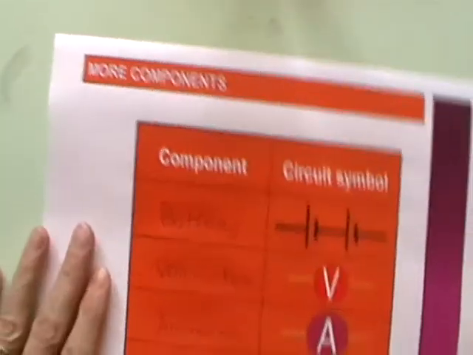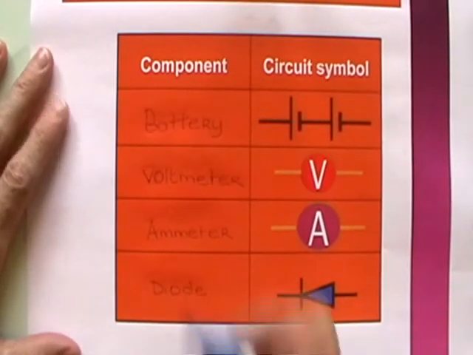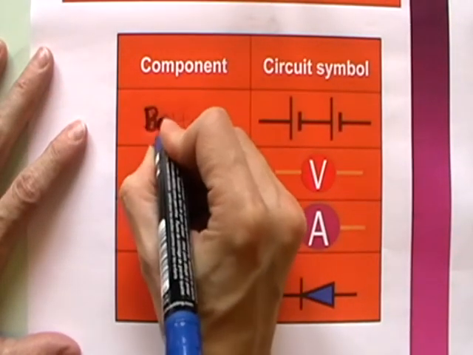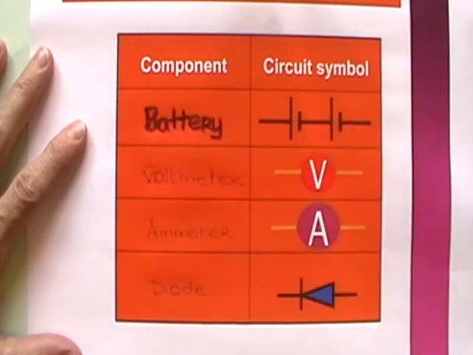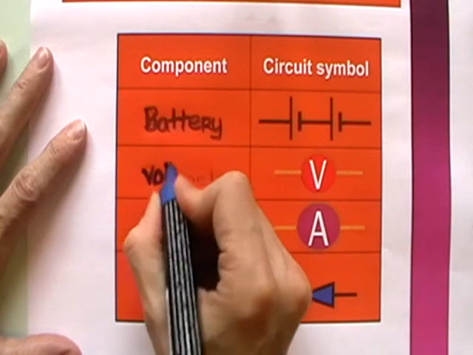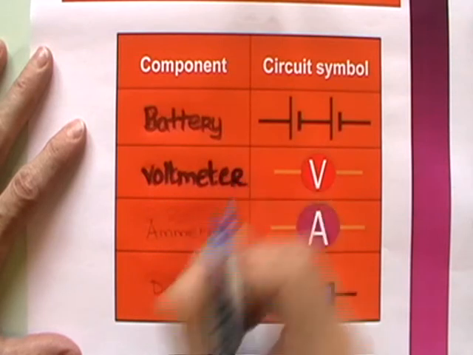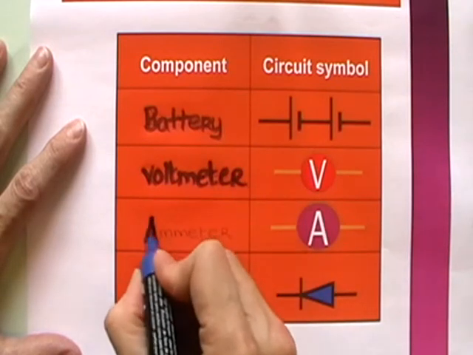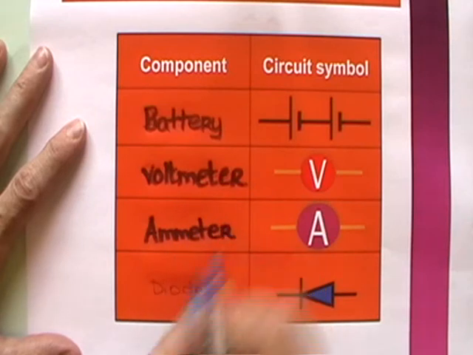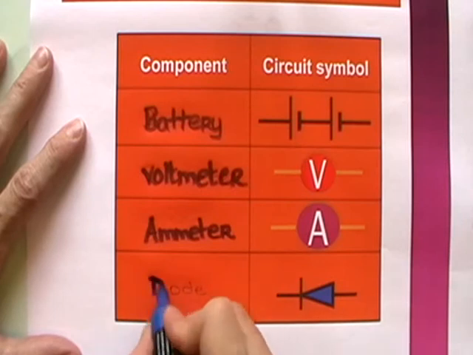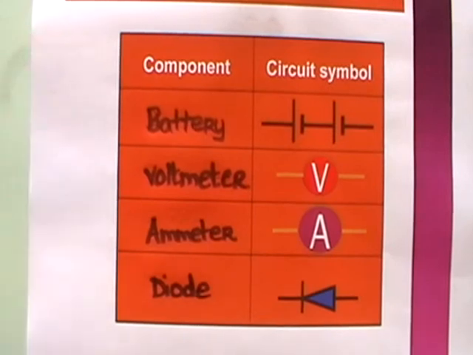And then just four more here, which you can't really see the names of, so I'm just going to go over them again. This is a battery, because it's got more than one cell. The next one is a voltmeter. The next one is an ammeter, so it's got an A in the centre. It's used to measure current. And the last one is a diode. And you have to learn this as something which limits the direction that current can flow in.